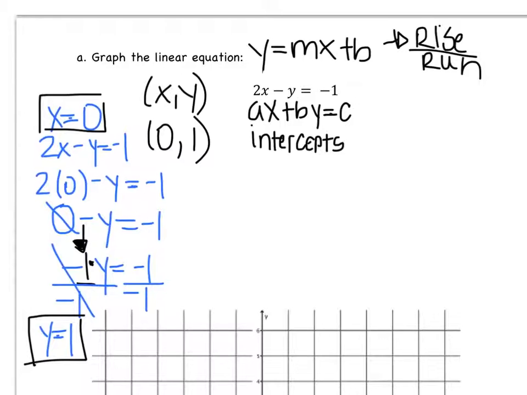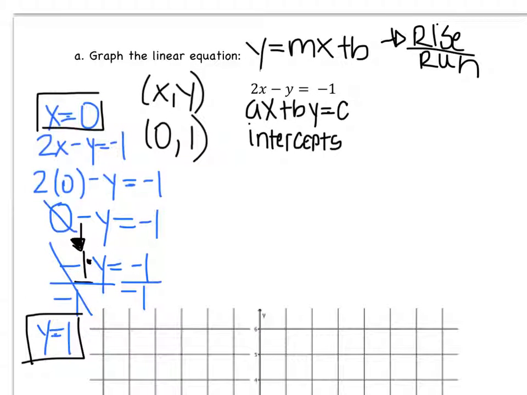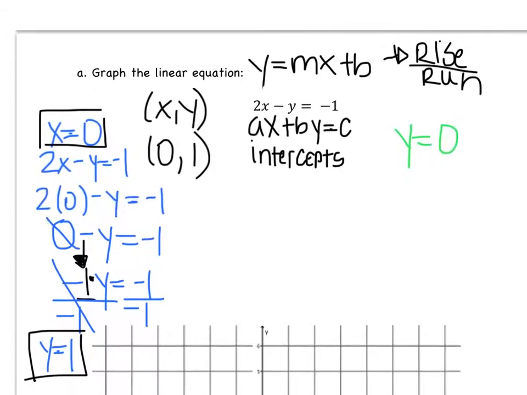Now let's go ahead. We used x equals 0. Now we have to do the same thing, but we have to do it now with y equals 0. So now I'm going to have y equals 0. So now I'm going to rewrite my equation again.